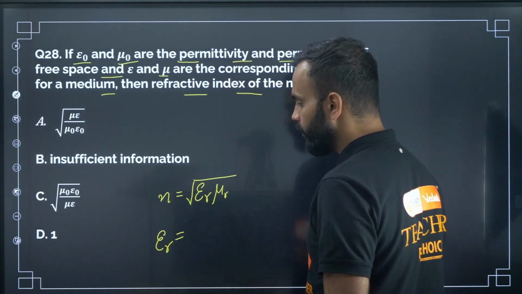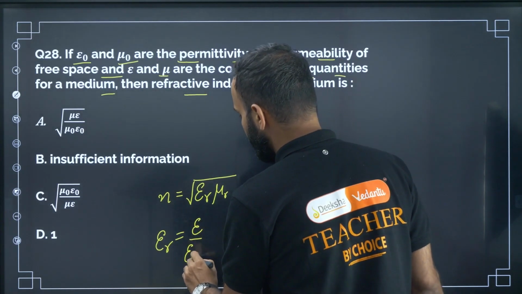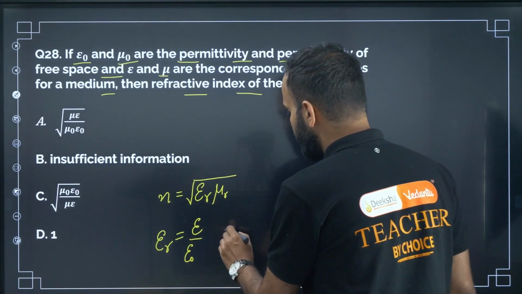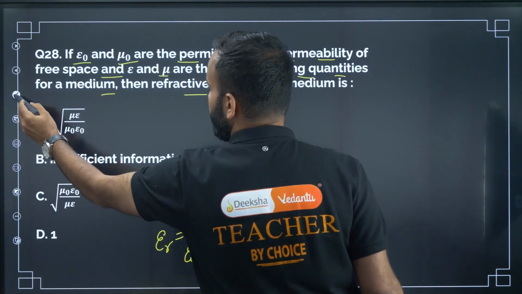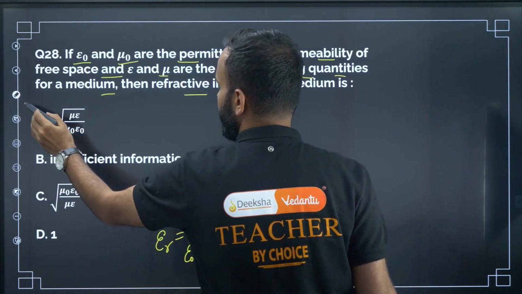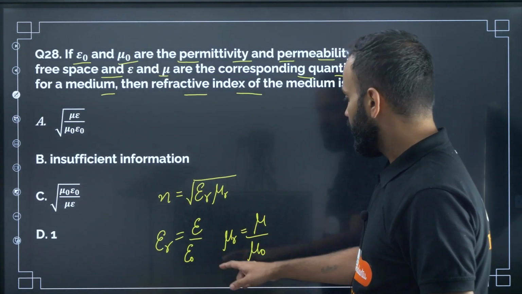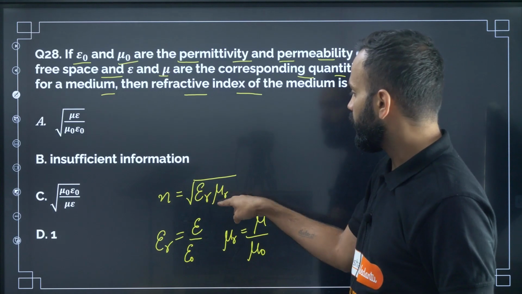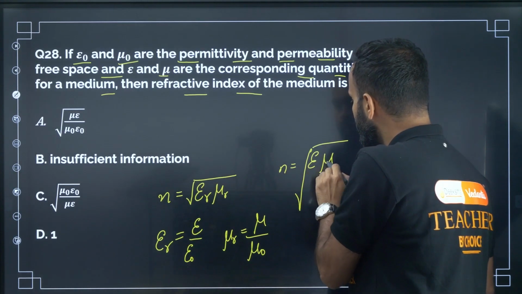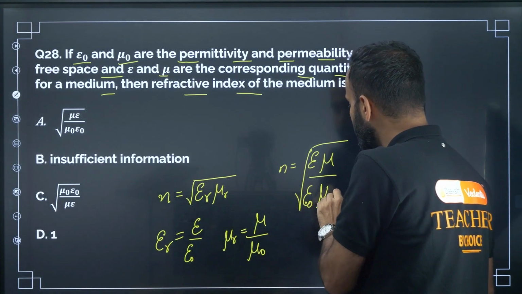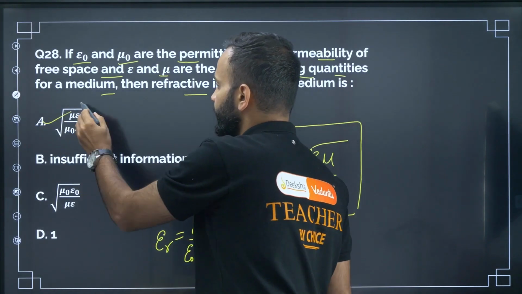Relative permittivity is equal to the ratio of the permittivity of the medium to the absolute permittivity, right? Similarly, mu r, that is relative permeability, is equal to the ratio of the permeability of the medium to the absolute permeability, right? So now substitute epsilon r and mu r into this equation, n equal to root of epsilon into mu divided by epsilon naught into mu naught. So this is the refractive index of the medium. So the correct option is A.